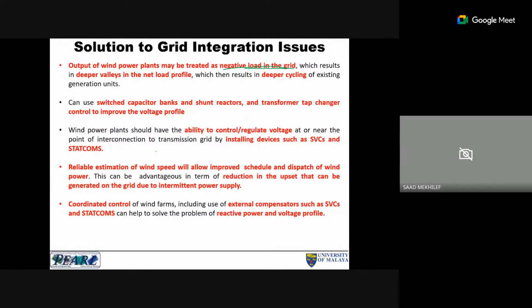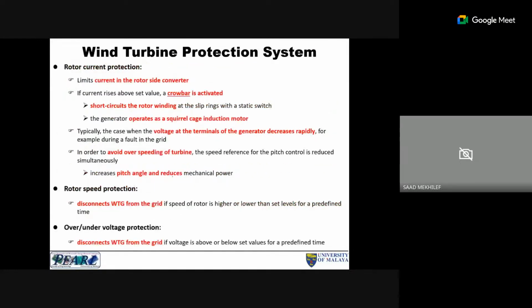This is actually important. Wind power plants should also have the ability to control and regulate the voltage, by installing interconnection to the transmission grid with devices such as the VSC and the STATCOMs. So this is also quite important.